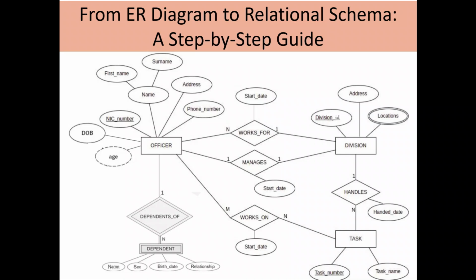Here I am going to explain how an ER diagram is converted to a relational schema. First I am going to convert all the entities into relational schema. Here I have taken strong entities and also a weak entity. There are 3 strong entities and 1 weak entity.